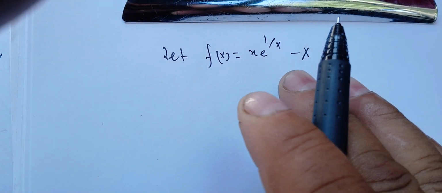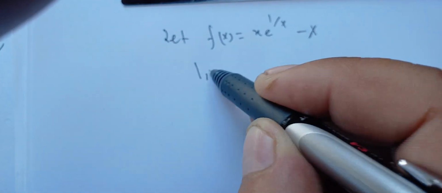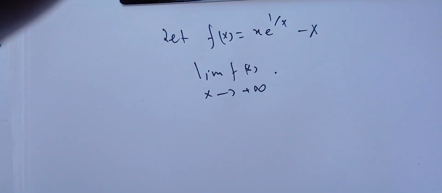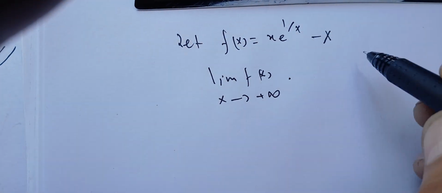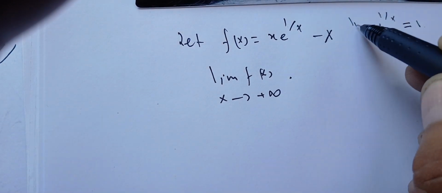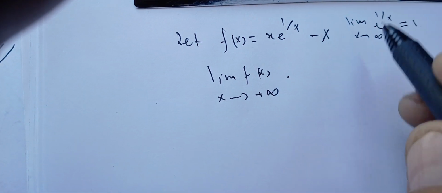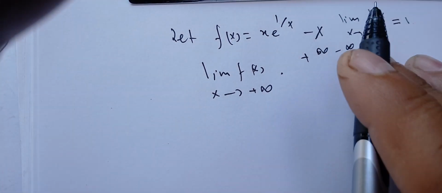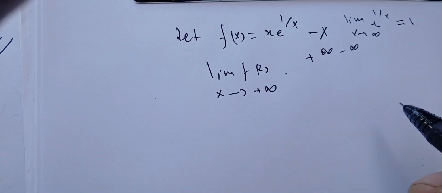Okay, now we're going to see what we can do to find the limit of this function as x goes to infinity. So we can start and evaluate. Here we know that e to 1 over x goes to 1 as x goes to infinity, and this is infinity times 1 minus infinity. Therefore we have plus infinity minus infinity. So we can't conclude.